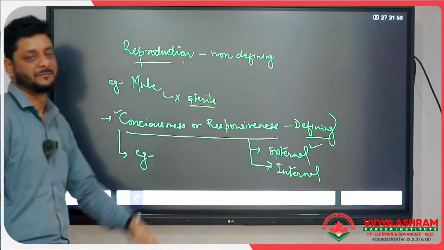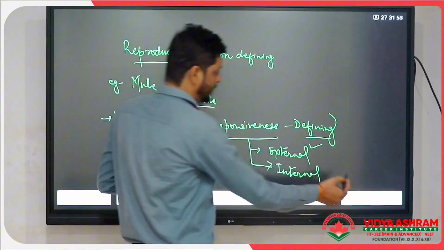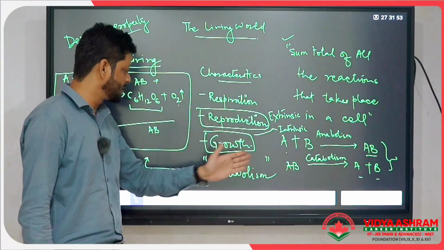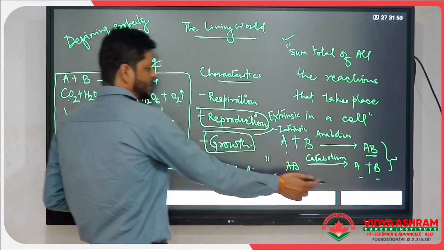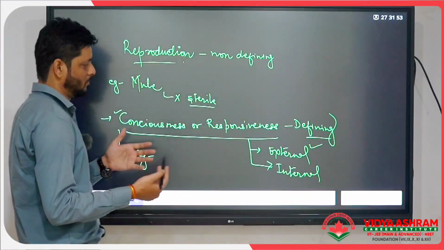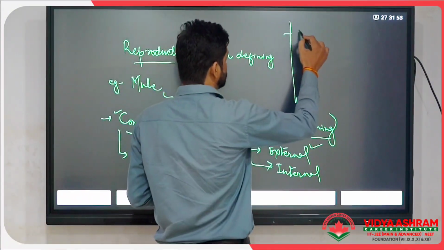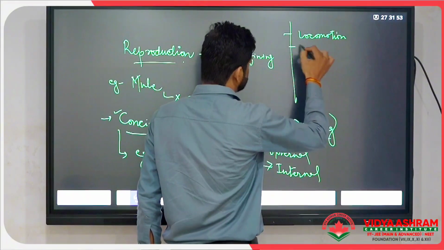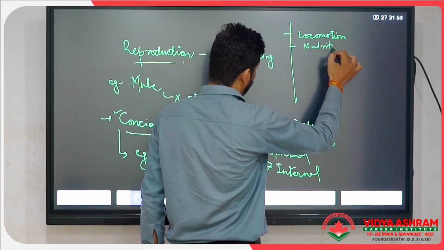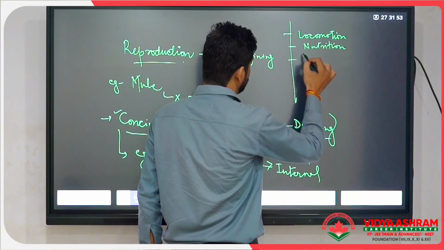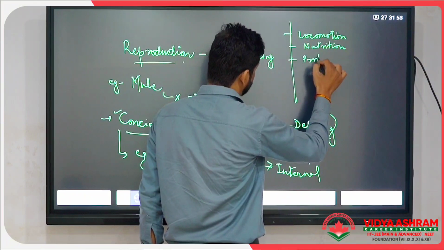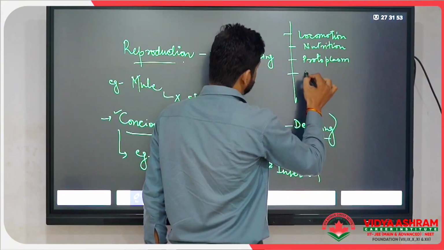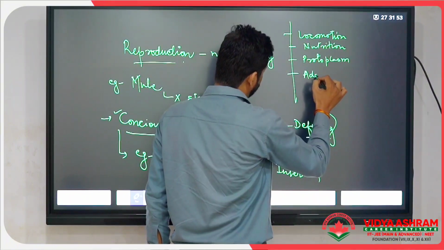a defining characteristic feature. So what are the other characteristic features of living? Apart from respiration, reproduction, growth and metabolism, there might be certain other characteristic features such as locomotion, such as nutrition, such as protoplasm, such as adaptability.